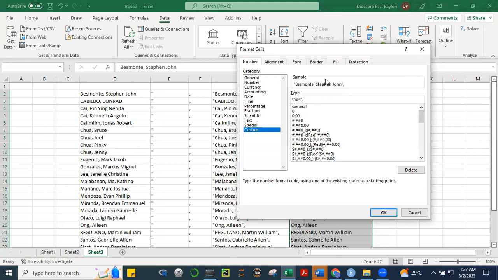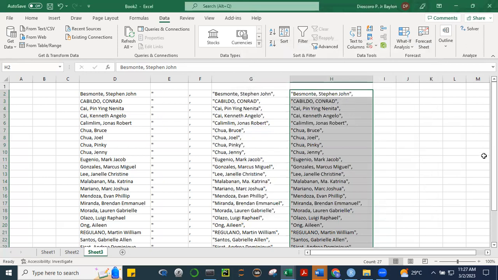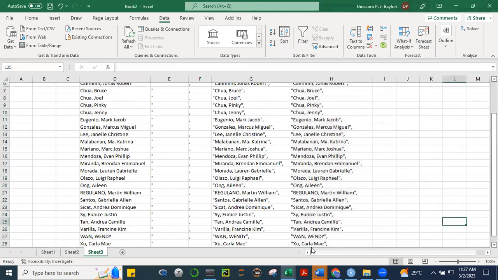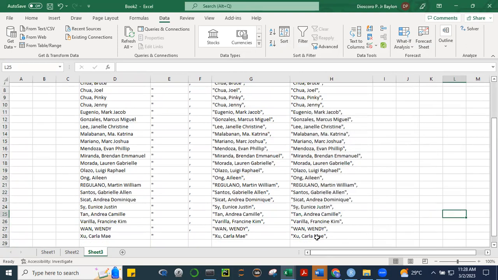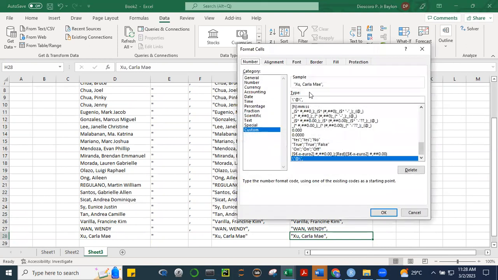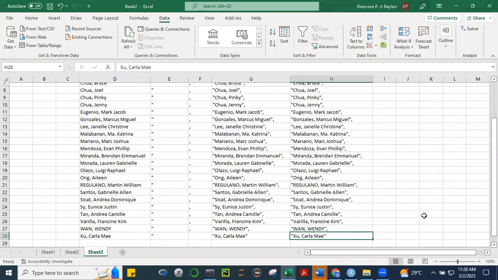So you can see here that the sample is correct. And then okay. All right, there you go. Right? So I'll just remove this here. Okay, I'll just remove here the one for this. For this one, I have to remove the comma. That's okay, just for the last one.